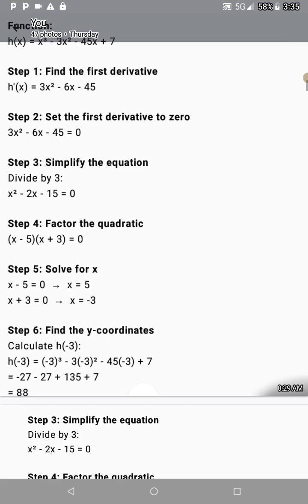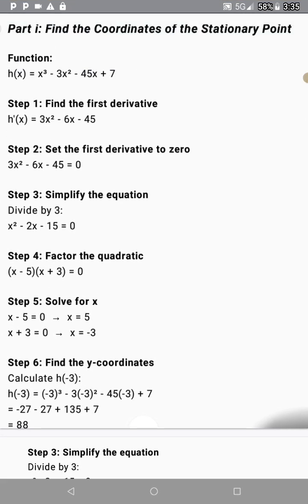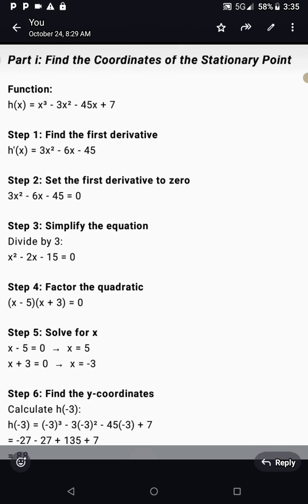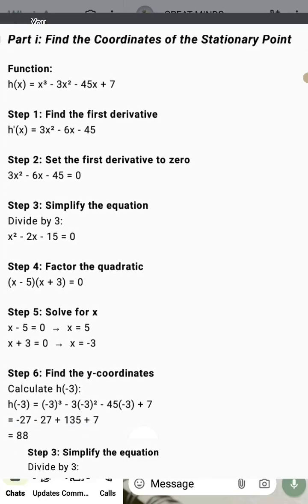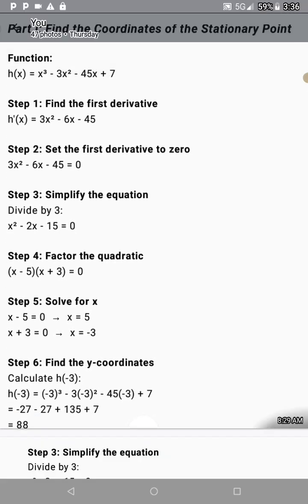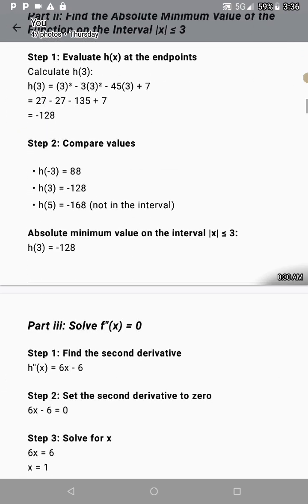Now, this is the first order derivative. This is the first order derivative where I have 3, that's h prime of x. That is 3x squared minus 6x minus 45. So we need to differentiate it twice.